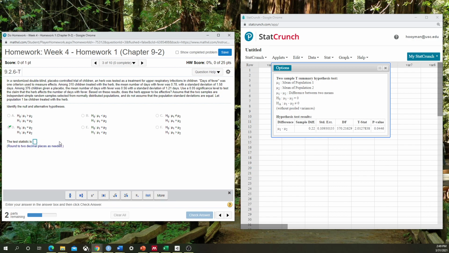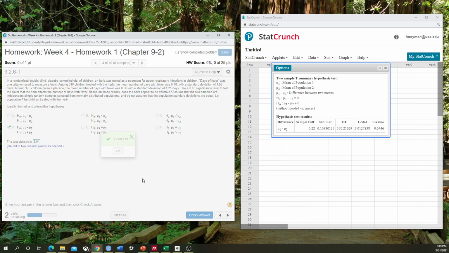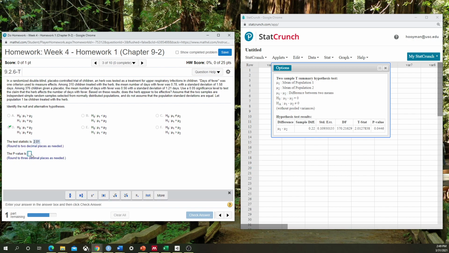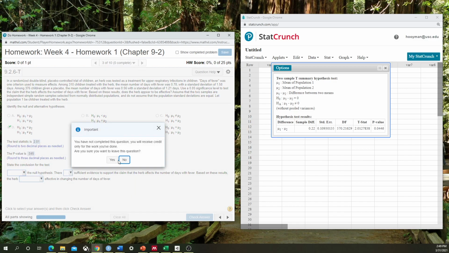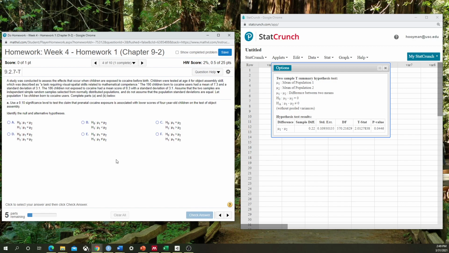So I'm going to put in my t-statistic here, 2 decimal places, 2.01, check answer, good job. P-value 0.044, actually we'll round that up to 0.05. Check answer, fantastic. I don't need to do that next part. That's for you guys to be able to do. That doesn't have anything to do with technology. So moving on to the next one.